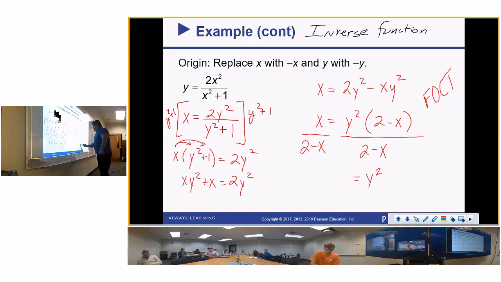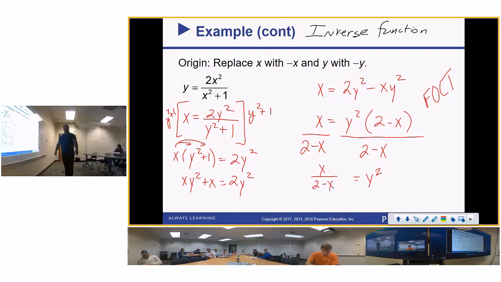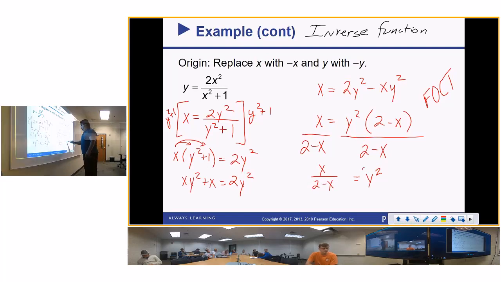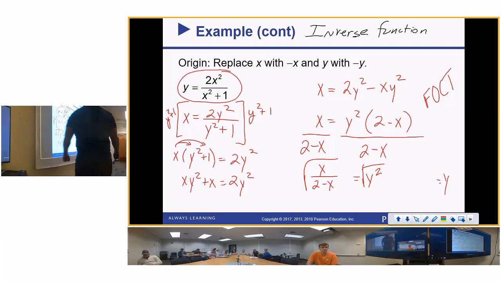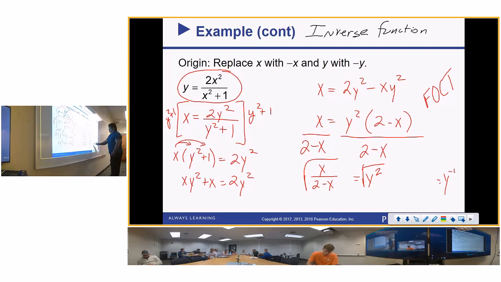Y squared is equal to x over 2 minus x. Now what? Y'all said a while ago, to get y by itself, take the square root. So the inverse function of this function right here, y to the negative 1, is equal to the square root of x over 2 minus x.